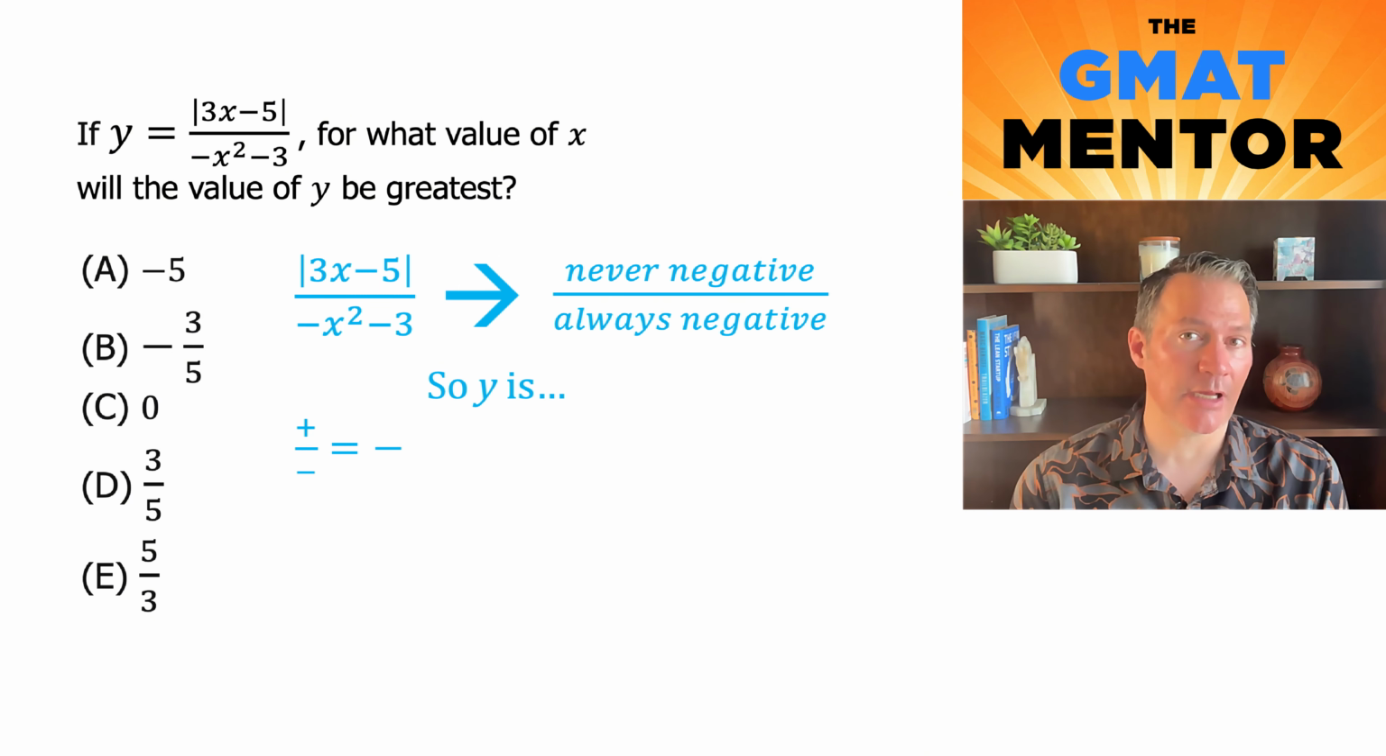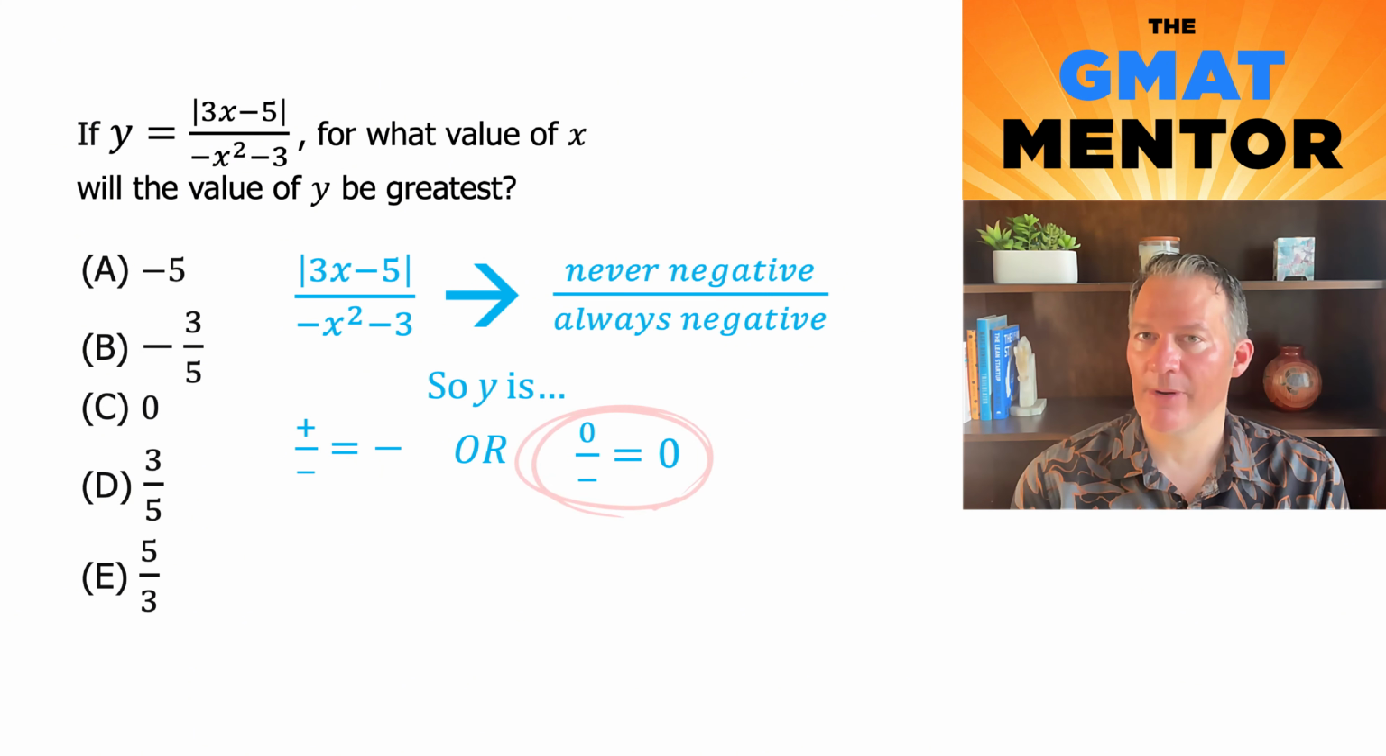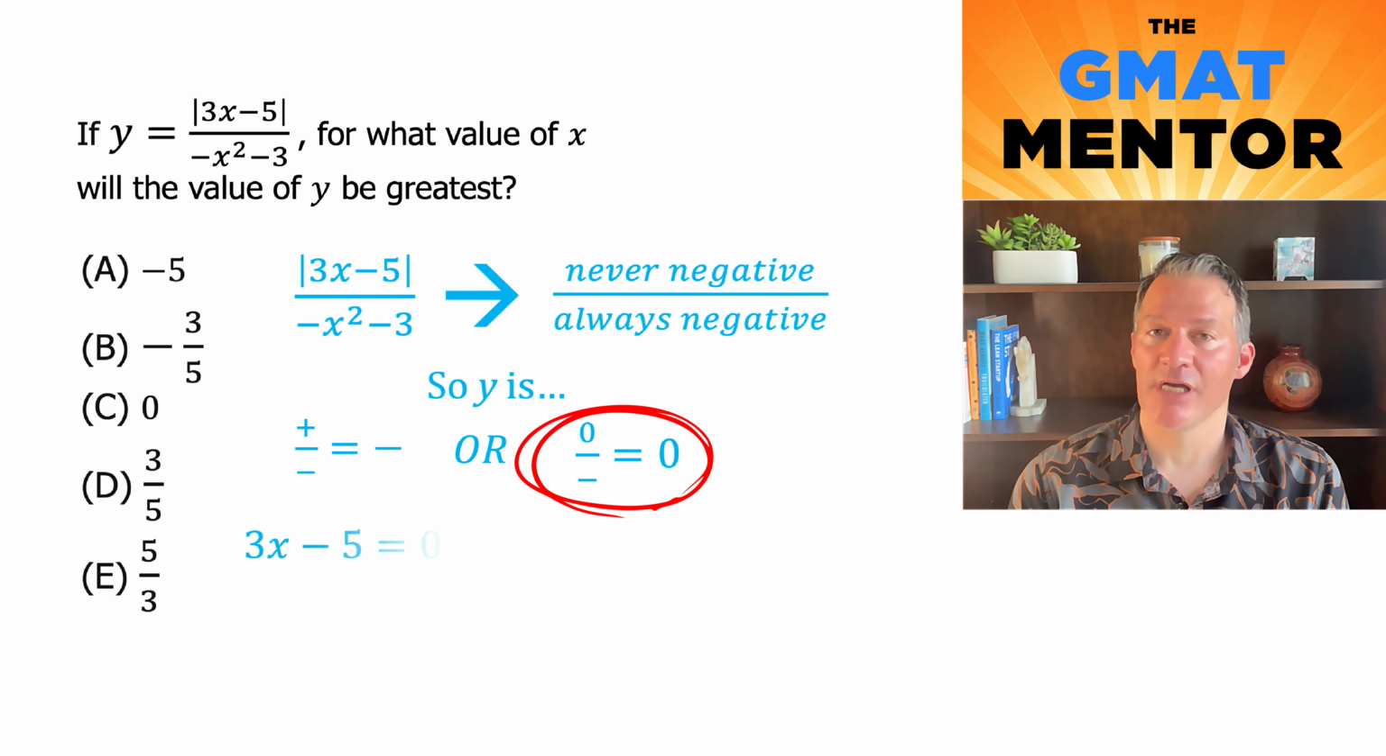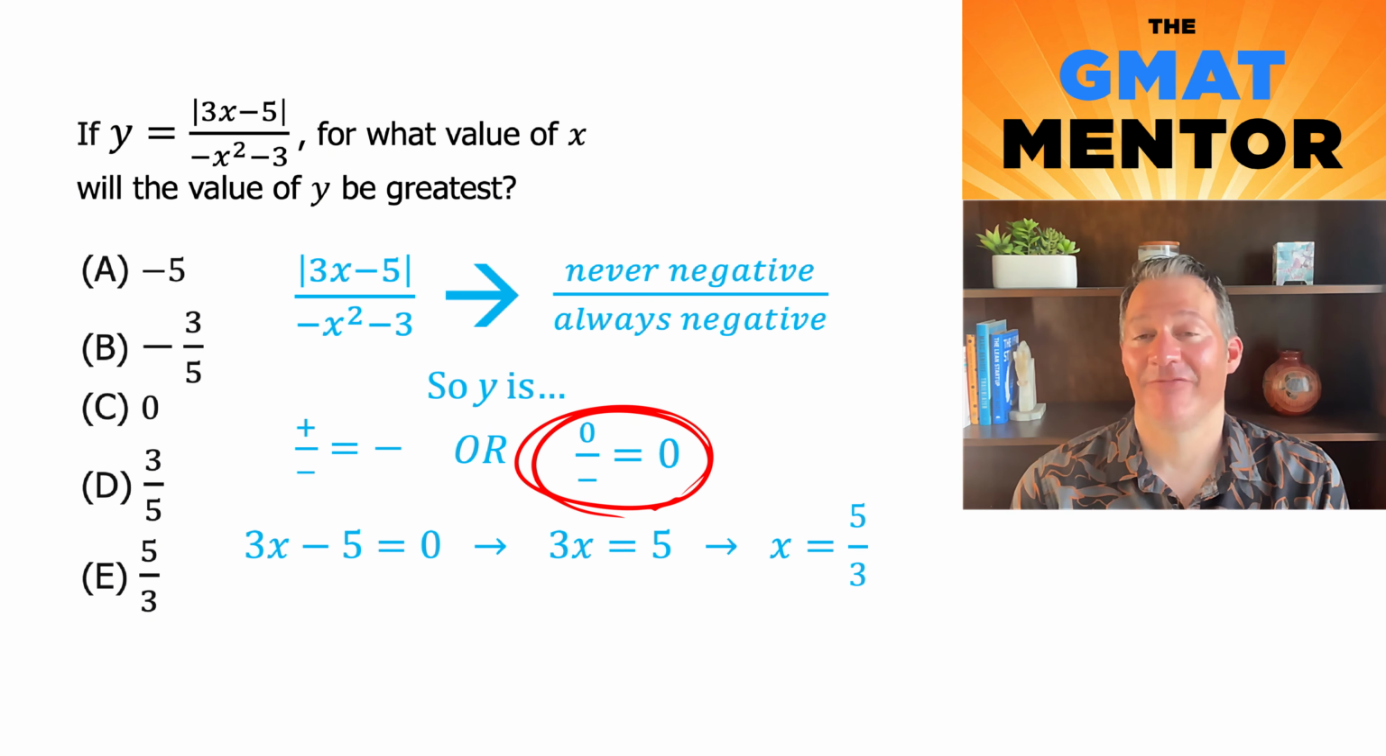But don't forget 0 itself. An absolute value can't be negative, but it can be 0. And a 0 divided by a negative is 0. So let's set the numerator equal to 0. 3x minus 5 equals 0. Solving gives x equals 5/3. So when x equals 5/3, y is 0. If x is anything else, y is a negative number. So this is the value of x that makes y greatest.